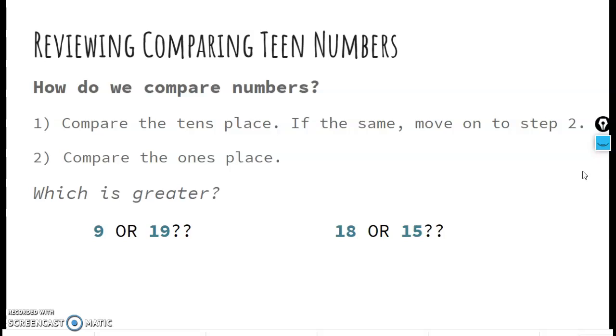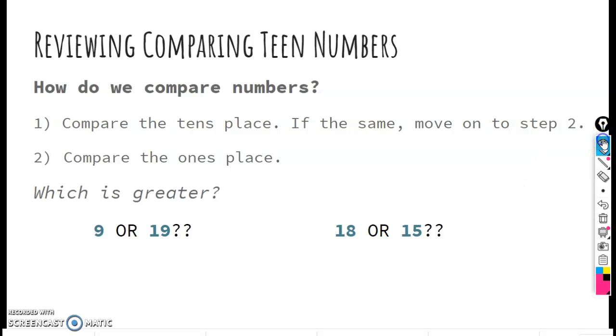So yesterday you learned how to compare numbers with a video that Mrs. Arendt made. How do we compare numbers? So there's two different things you have to do. First, you compare the tens place. If it's the same, then you move on to step number 2. If it's not the same, you can stop after that. Then step number 2, if you need to do it, is compare the ones place.